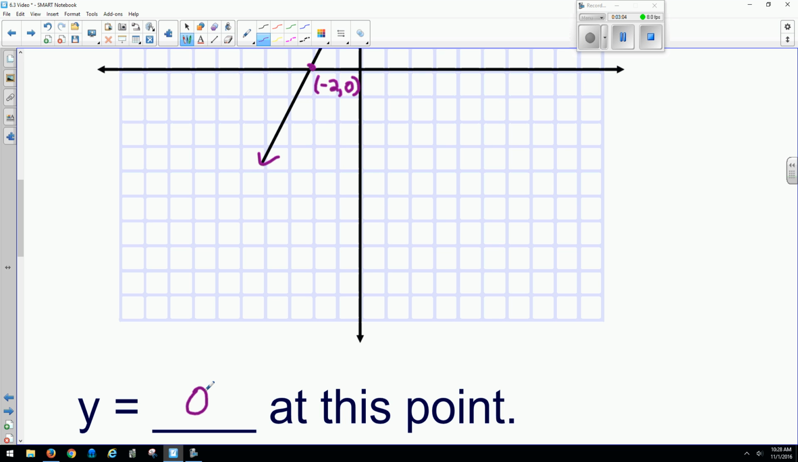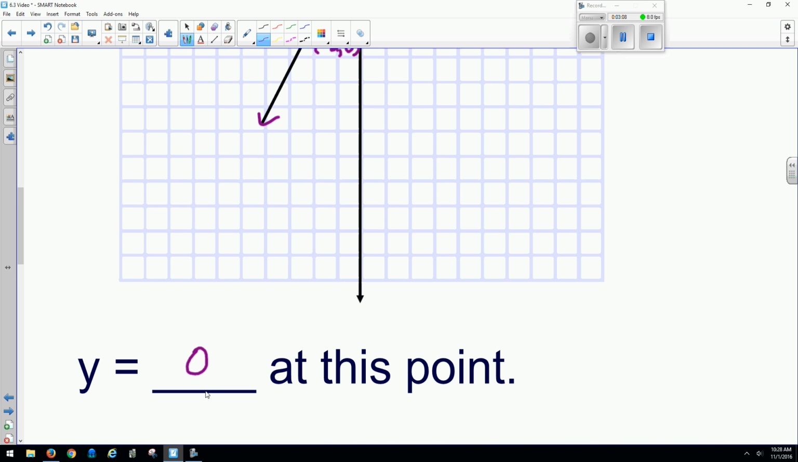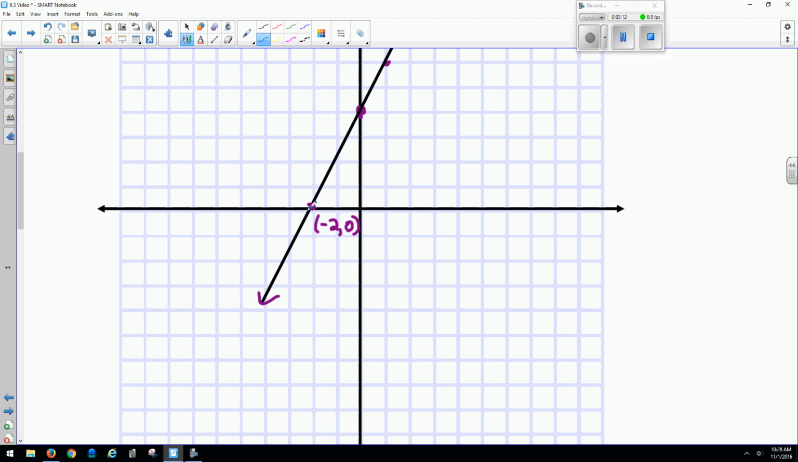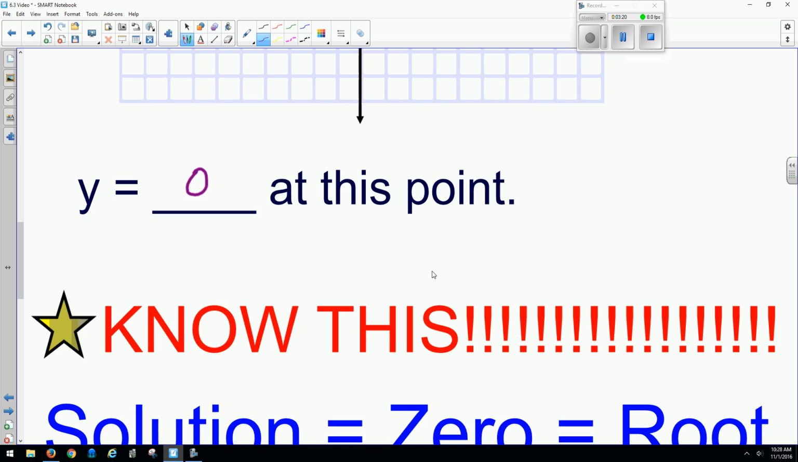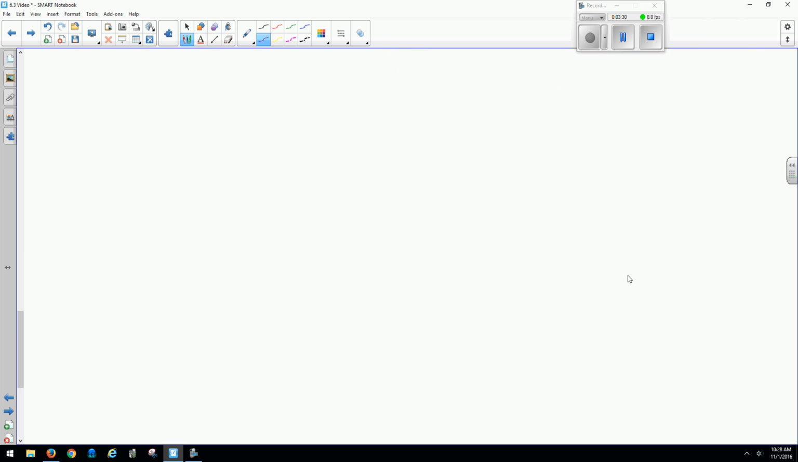And so that's how we're going to go through this. It's really important to know that at the solutions, the zeros or the roots of any equation, y equals 0. It's wherever the graph crosses the x-axis. And so know this: all 3 of these words are talking about the same exact thing: solution, zero, and root. Make sure you write that down.